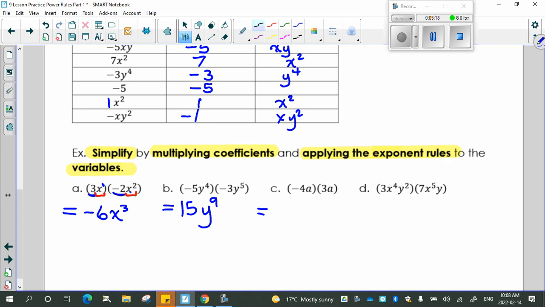Be careful. Negative 4a multiplied by 3a. Negative 4a multiplied by 3a. I'm going to put a little star here because this is one that trips people up in grade 9. Alexa? Negative 12a squared. Good. You remembered the little 1 exponents on the a. Perfect. Awesome.